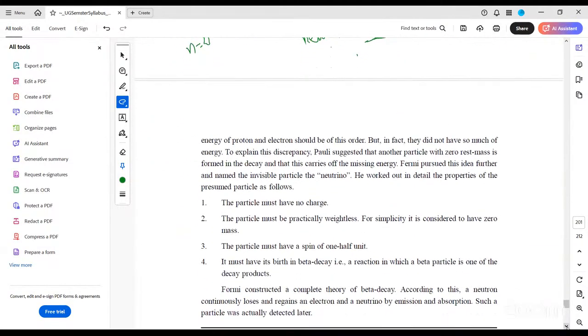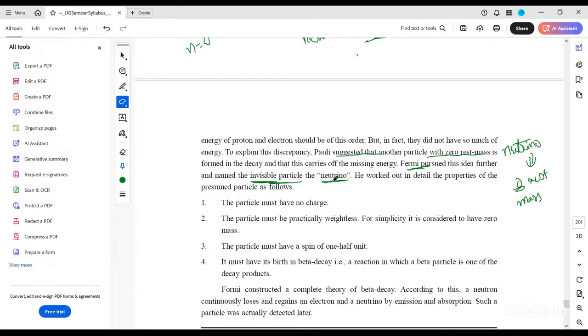Next, what are the properties given here? Before discussing, whether it obeys Pauli's exclusion principle or not. If it obeys Pauli's exclusion principle, it comes under Fermi statistics. If Pauli's exclusion principle is not obeyed, it comes under Bose-Einstein statistics. Here, Pauli suggested another particle with 0 rest mass. So here we are discussing neutrino. Neutrino has 0 rest mass. Next, we have a few properties, and it is an invisible particle.